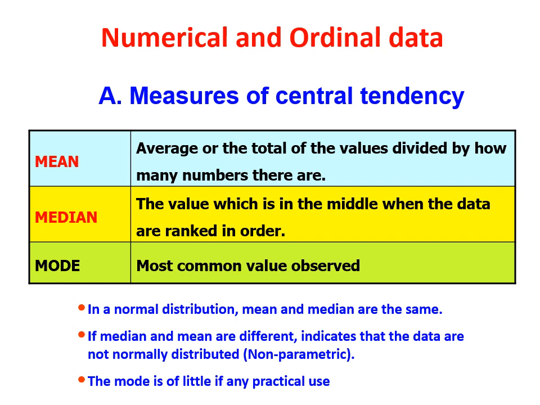When the mean and the median are equal or the same, this means that our data is normally distributed. While if the mean and median are different, this means that our data is not normally distributed, or in other words, it is non-parametric data.